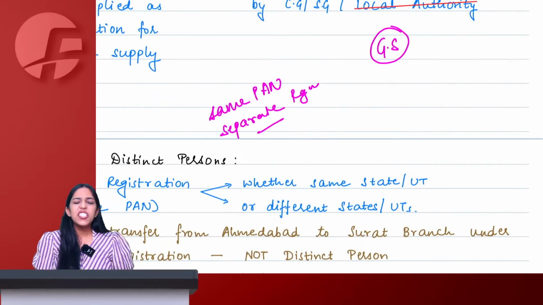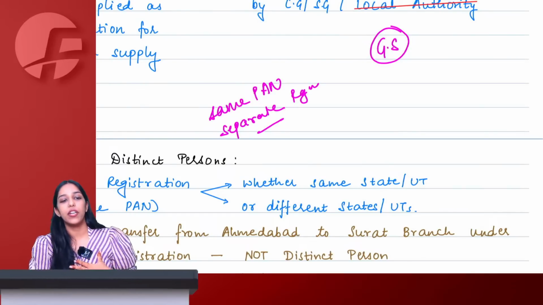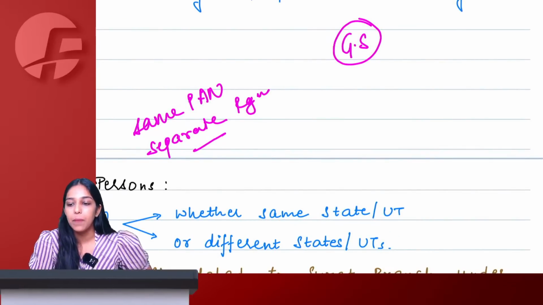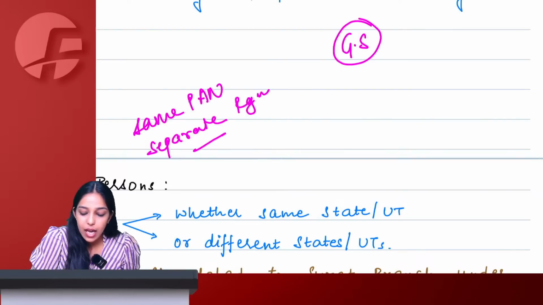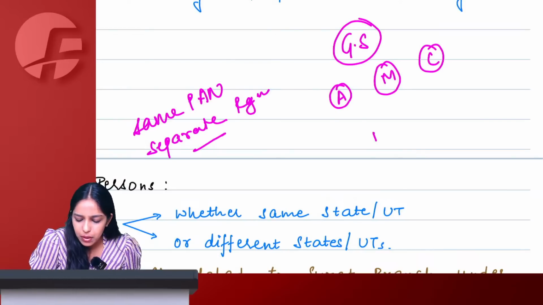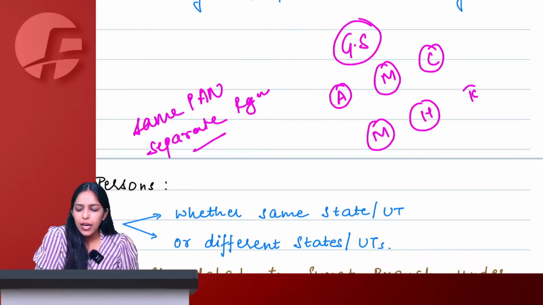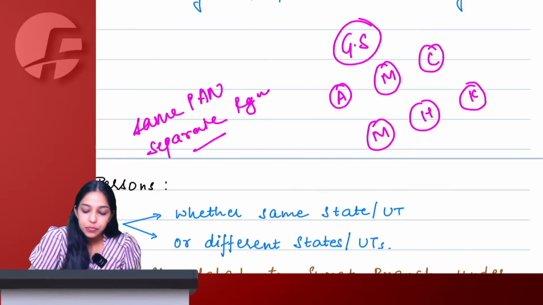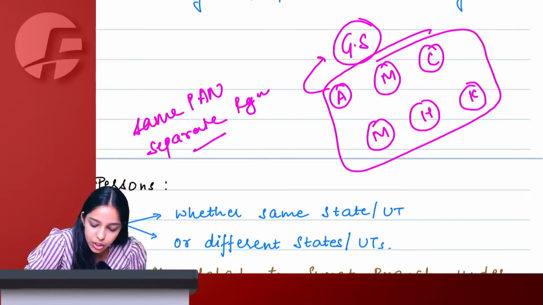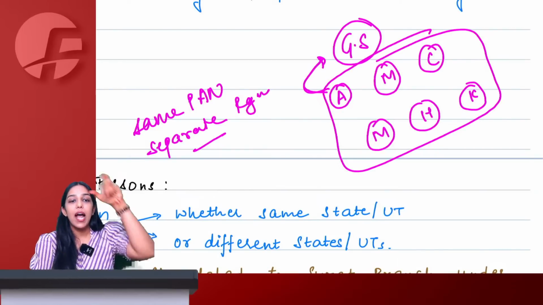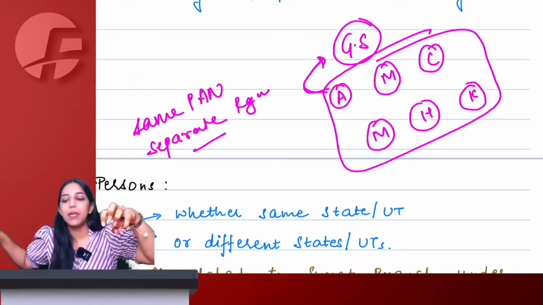Let us say we have Gauri Shankar here. Gauri Shankar is an extremely rich person, like Mukesh Ambani takes loan from Gauri Shankar. Gauri Shankar has multiple businesses and multiple branches across India. He is having one shop in Ahmedabad, one shop in Mumbai, one shop in Chennai, one shop in Manipur, Hyderabad, Kerala. At a lot of places he is having establishments. Now here we are saying, because they all belong to Gauri Shankar only, he is the person having same PAN. He is the person having one PAN but a lot of separate registrations.